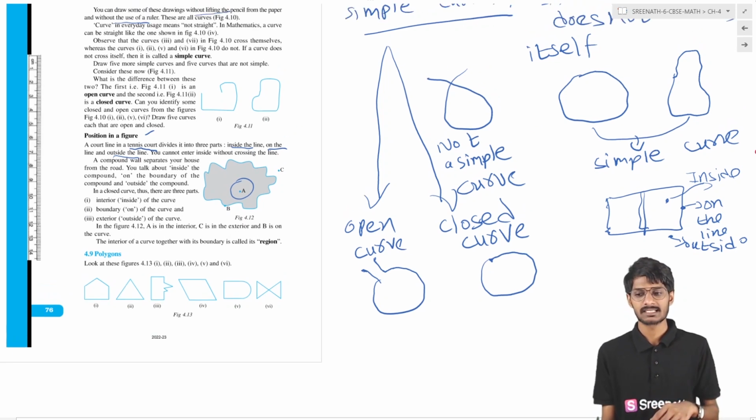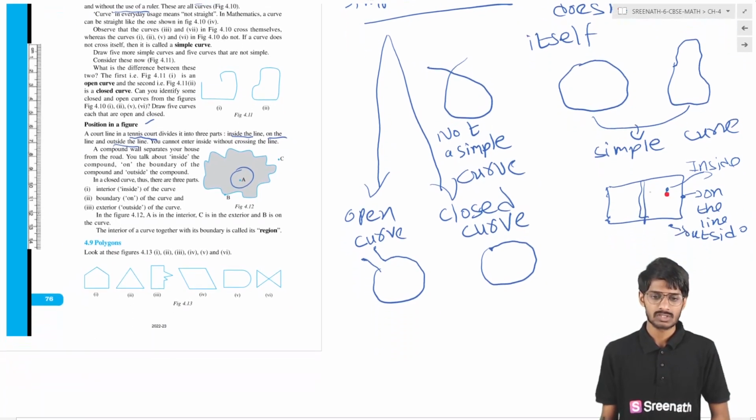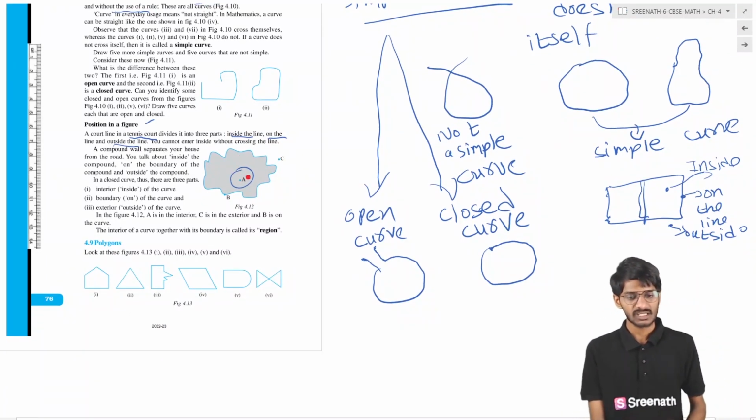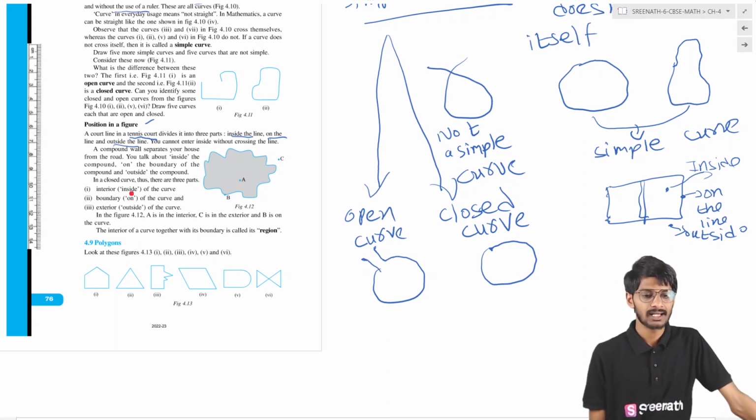And again, it is a simple curve, and it is a closed curve. Why? Because there is no opening. So in this simple closed curve, A is a point inside of the curve, so we call it the interior or inside point of the curve. All the shaded area we call the interior of the curve, students.